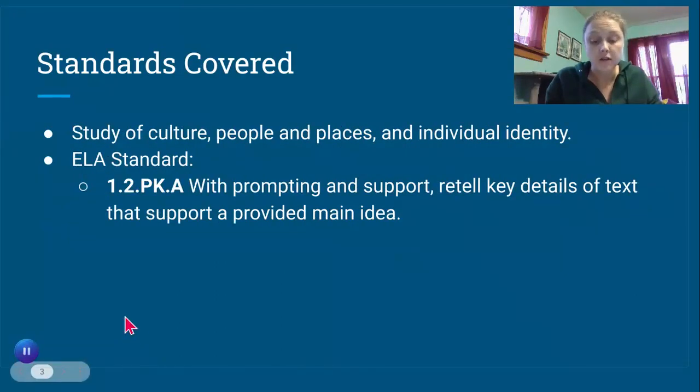The standards covered within this lesson include the study of culture, people and places, and individual identity. The English Language Arts Pre-K standard covered is with prompting and support, retell key details of text that support a provided main idea.